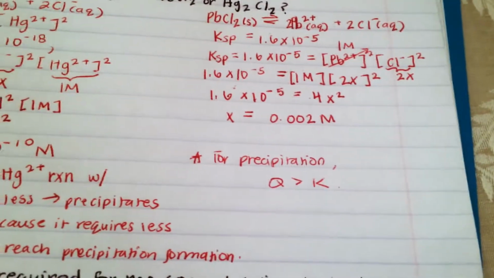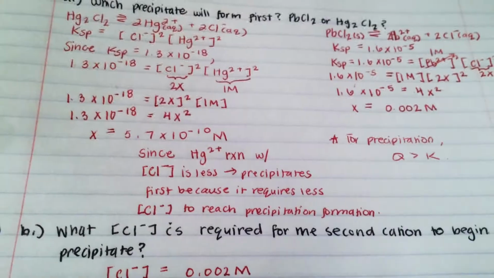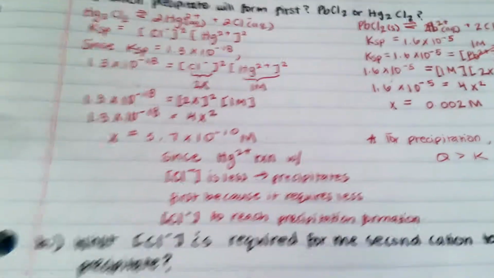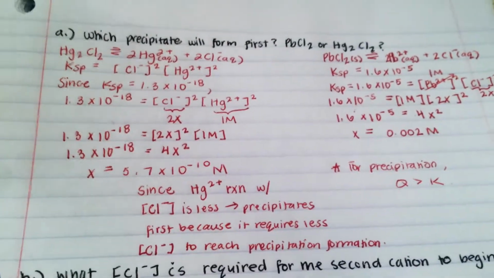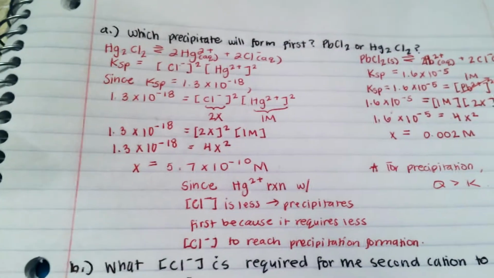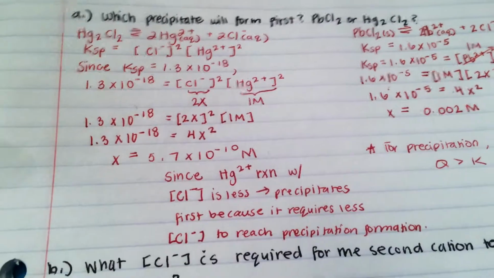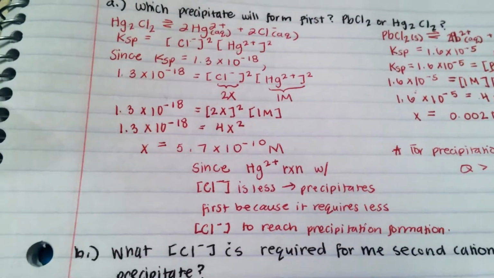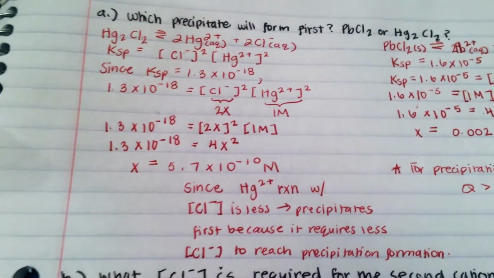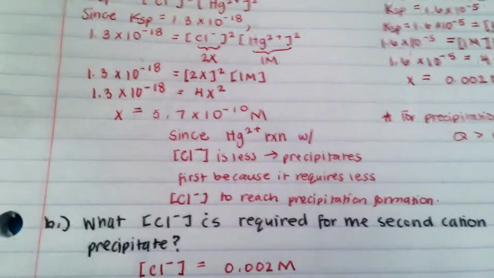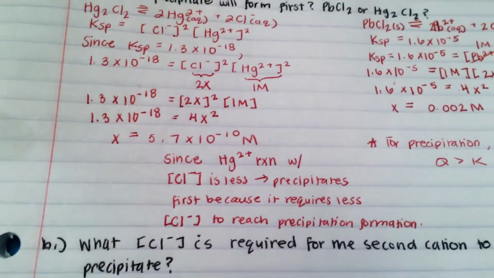Now remember, for precipitation, Q is greater than K. Our objective of finding which precipitate will form first is which one has the lowest Cl minus concentration, because it would take less Cl to actually form. So in this case, Hg2 2+ would require less Cl to reach precipitation, so it would precipitate first.